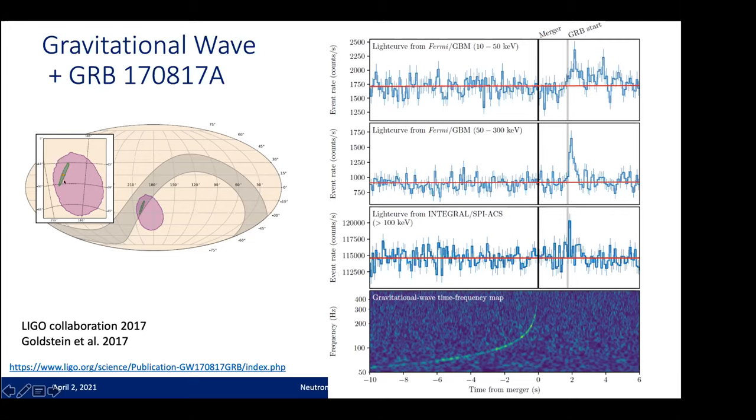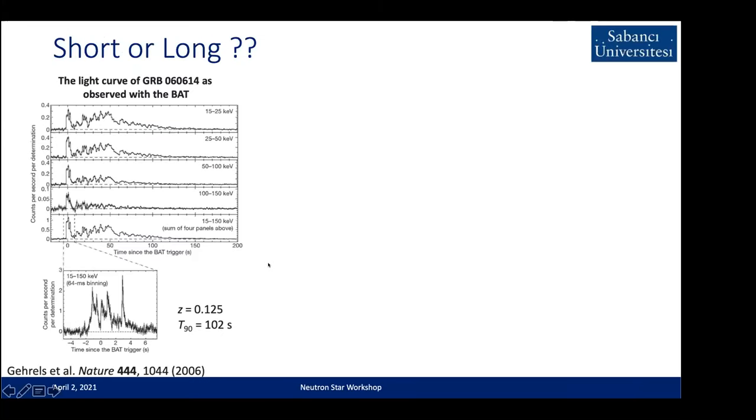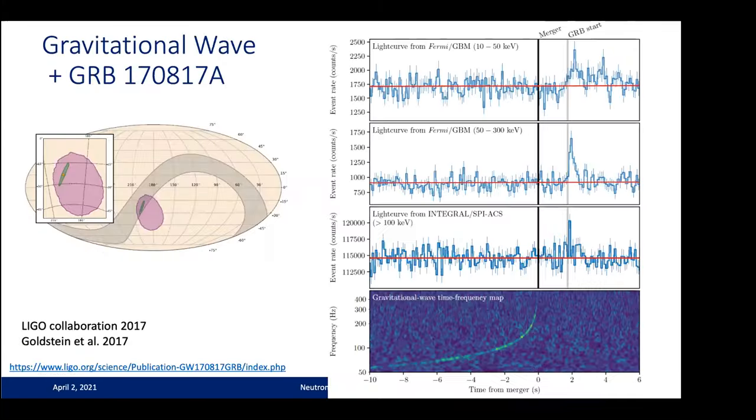But from here, you can see this is the LIGO error circle, and this is the GBM error circle. And these gray lines are the SPI observational band. So you can see that all of them coincide at the location of this LIGO event. I think this is pretty convincing. So we did see a first kind of evidence of short gamma ray bursts associated with neutron star mergers. That's a good thing, the first direct evidence that we observed.